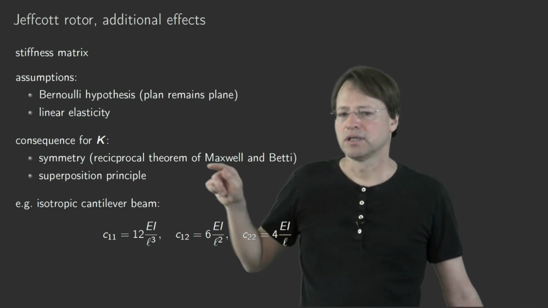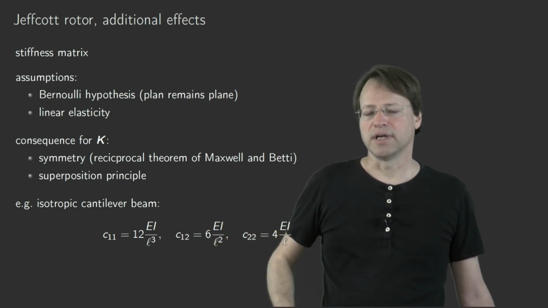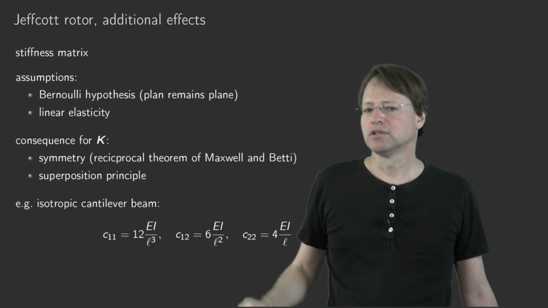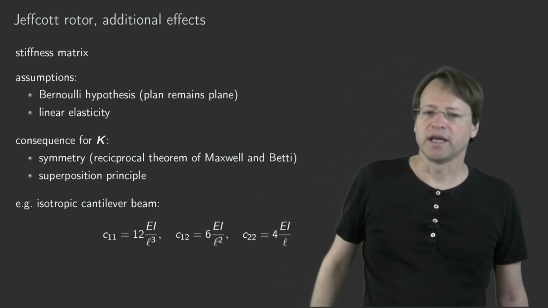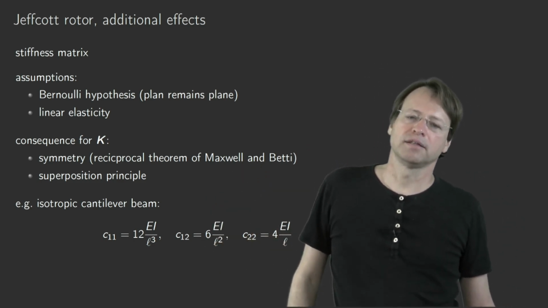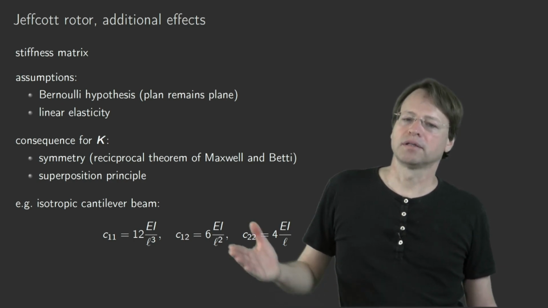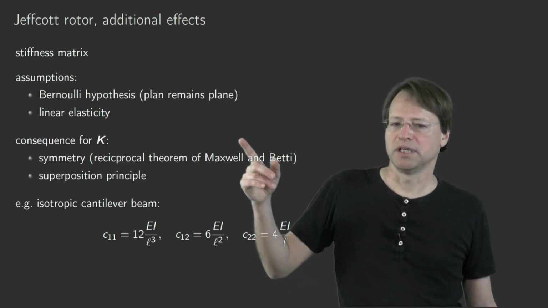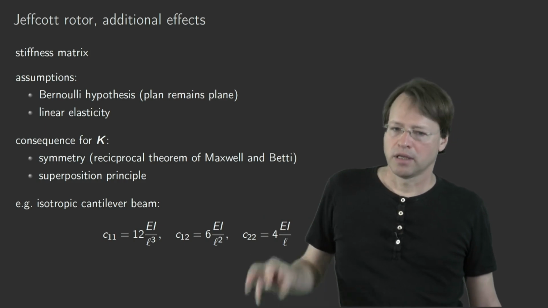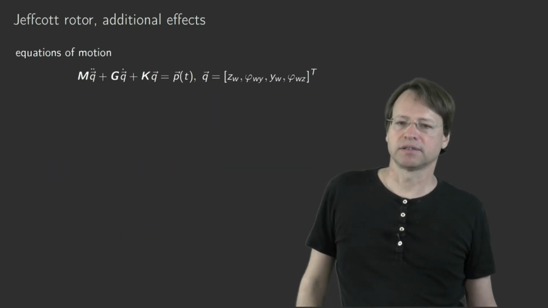So there are always two directions, y and z, and there is one angle included, and this is C1,2, and you get the following symmetric part of the stiffness matrix.